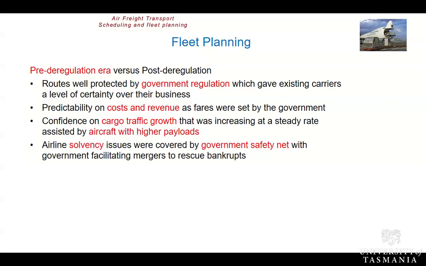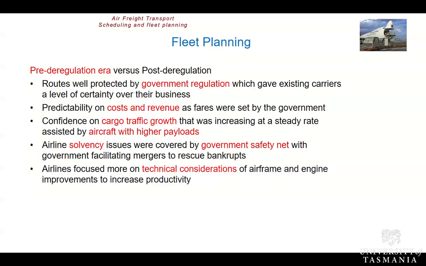If, in that particular scenario, the airline got into any situations where perhaps financially they were having some difficulties, the government was there essentially to hold their hand. They had a safety net, and the government would come in and facilitate some form of arrangement that gave you an opportunity to continue trading. And a lot of that related to things such as mergers.